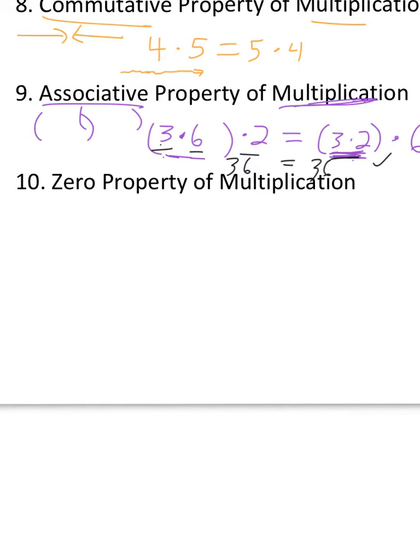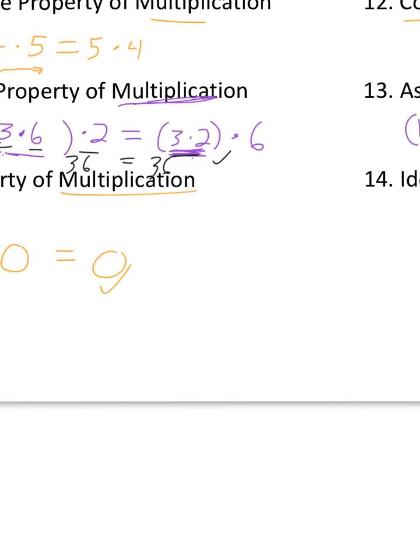Zero property, I'll give you a hint. It involves 0. Okay? And you're multiplying. Now let's pick a number. 10. 10 times 0 is 0. Yay. That property says anytime you multiply by 0, you get 0. Last one.